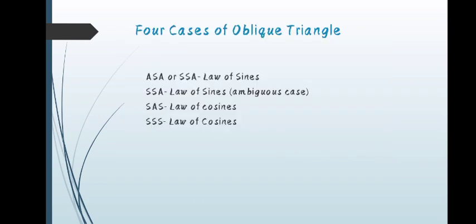Four cases of oblique triangle. ASA or AAS, law of sines. SSA, law of sines or ambiguous case. SAS, law of cosines. And SSS, law of cosines.